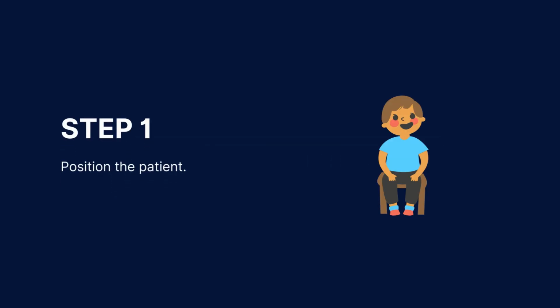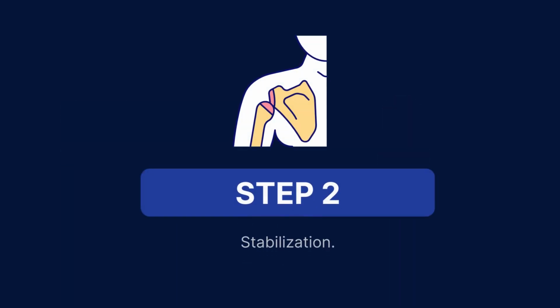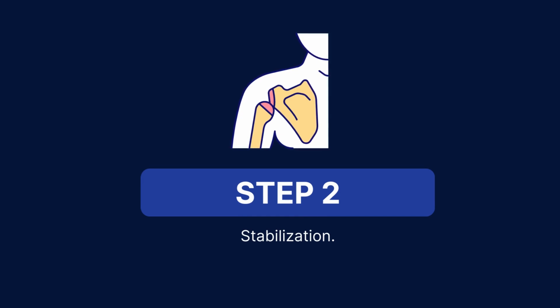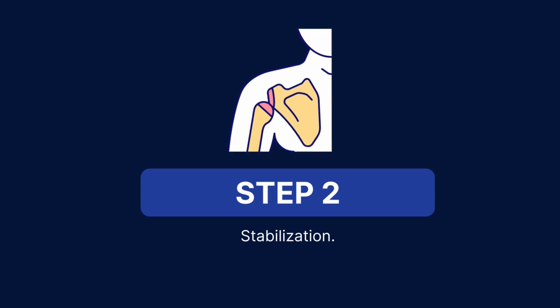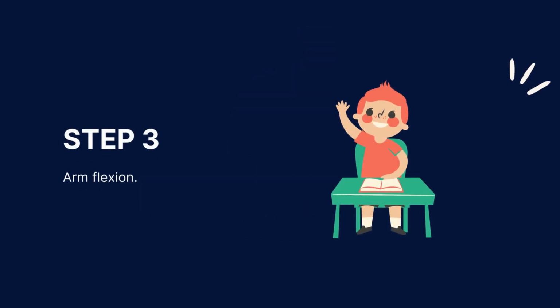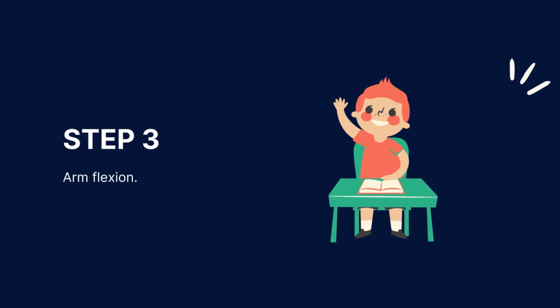Firstly, position the patient. Ask the patient to stand or sit upright with the arm to be tested at their side. Stabilization. With one hand, stabilize the patient's scapula to prevent movement during the test. Next is arm flexion. With the other hand, flex the patient's arm forward and upwards, raising it as high as possible.